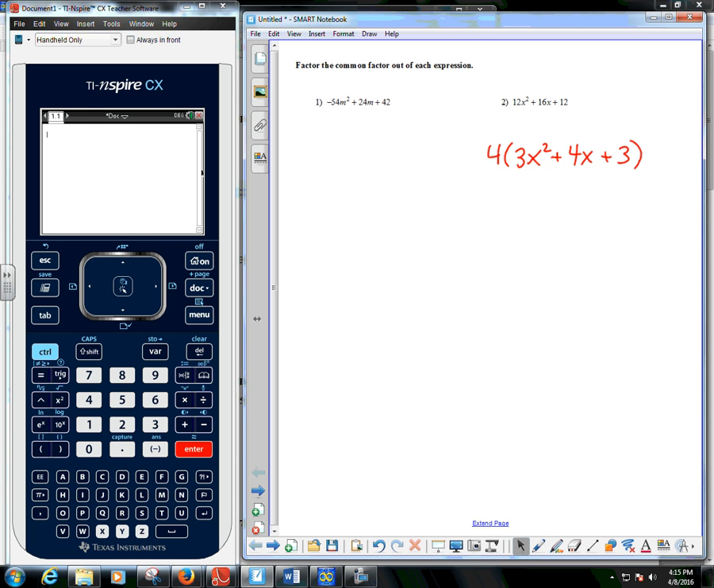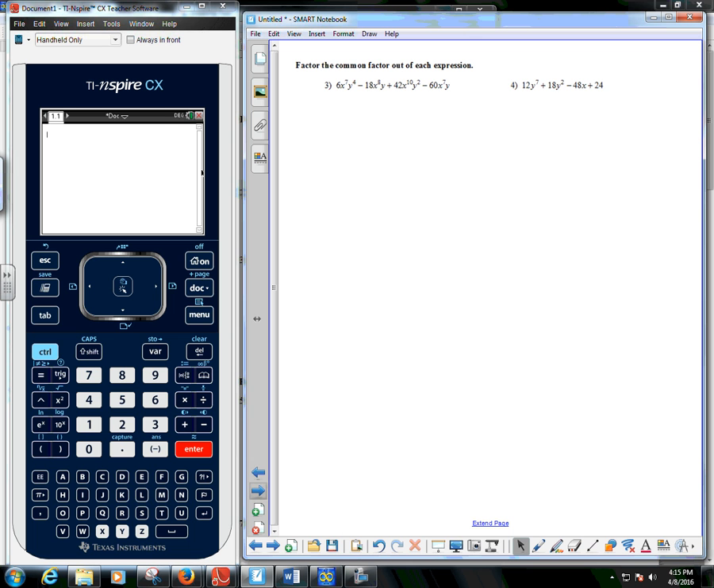So before I declare myself finished and move on, I just want to look at the things that are left inside the parentheses and determine, is that the biggest? Was there something more that could come out? One's even, one's odd. There's not an x for each one. I feel confident that that 4 is the greatest common factor for each of those terms.